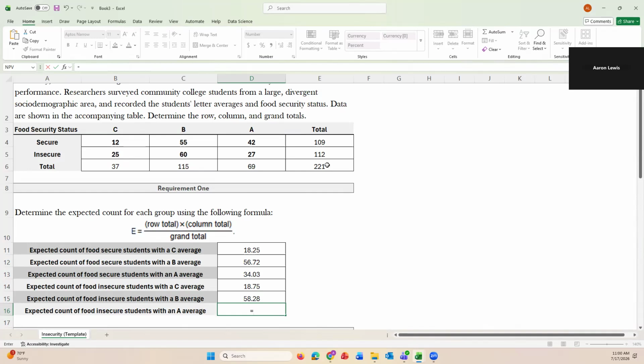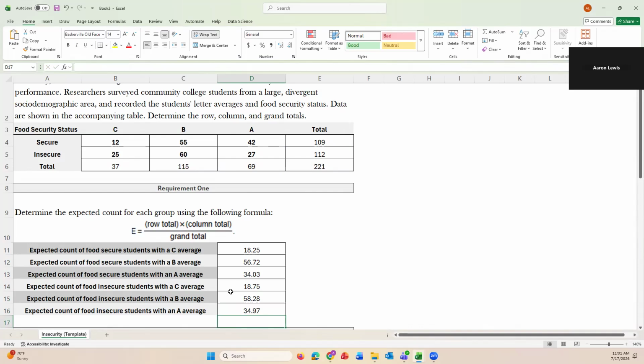And for our last group, which is the expected count of food insecure students with an A average, we take the row total, 112 food insecure students, multiply it by the column total, 69 total students that got an A, and divide by 221. We come up with 34.97.